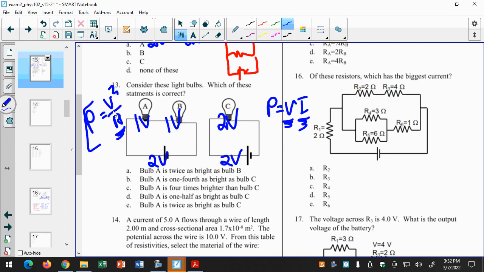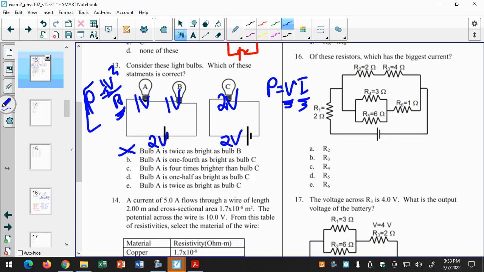Okay? So bulb A is twice as bright as bulb B. Not true. They are both the same brightness. Bulb A is 1/4 as bright as bulb C. Well, bulb A has half the voltage, so it is 1/4 the power. So it looks like B is right.